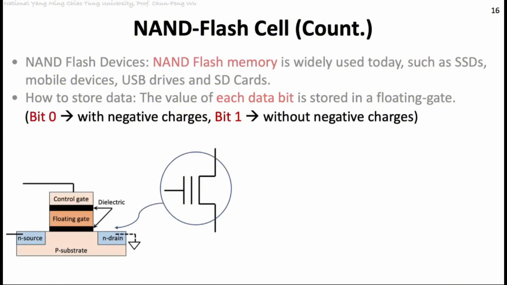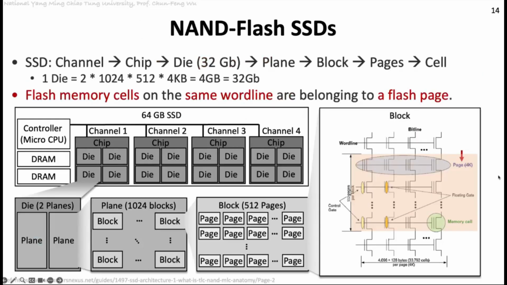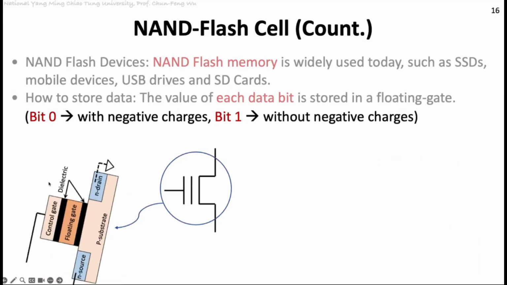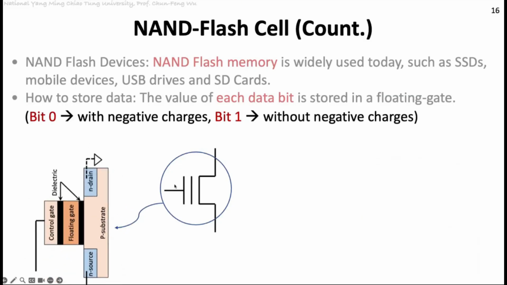If you still remember, this is the mark that we use here. We say this is a memory cell, and this is the floating gate. So this is the word line, the horizontal one. The word line connects a lot of cells together. And the vertical one is called the bit line. The bit line penetrates through the N source and N drain. So this is the bit line.